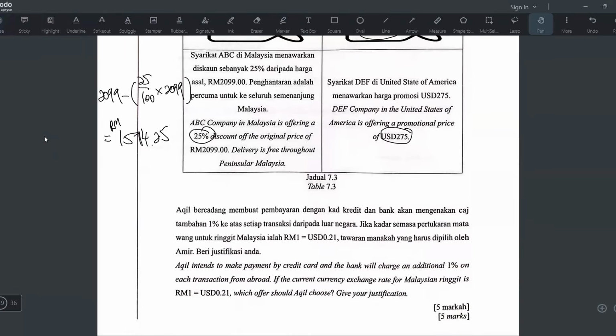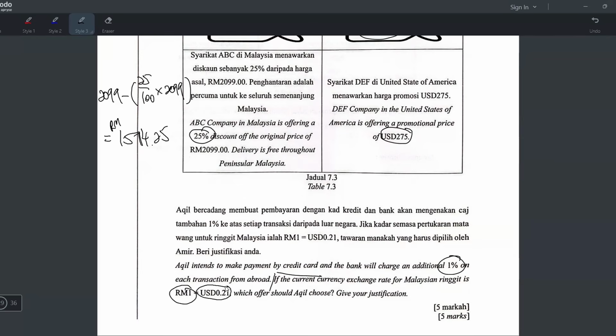What does it say below? Akil intends to make payment by credit card and the bank will charge an additional 1% on each transaction from abroad. So additional 1% on each transaction. It means if you pay using a credit card, you have to pay an extra 1%. That's what it means, right? If the currency exchange rate for Malaysian ringgit is 1 ringgit equals USD 0.21, which offer should Akil choose? Give your justification.